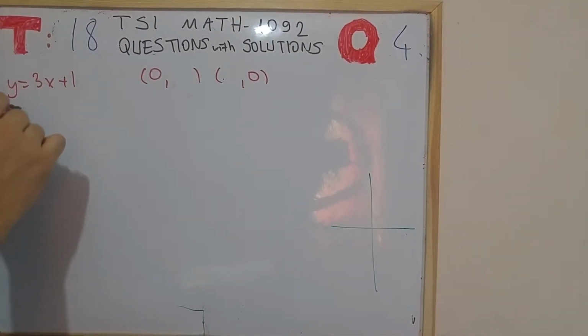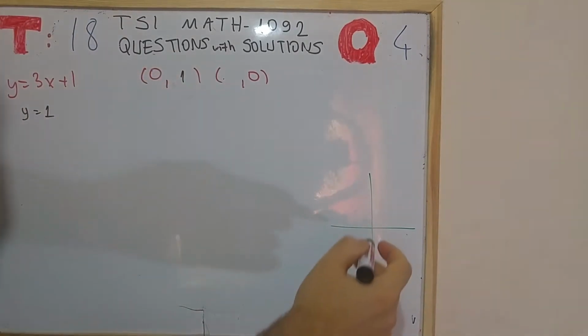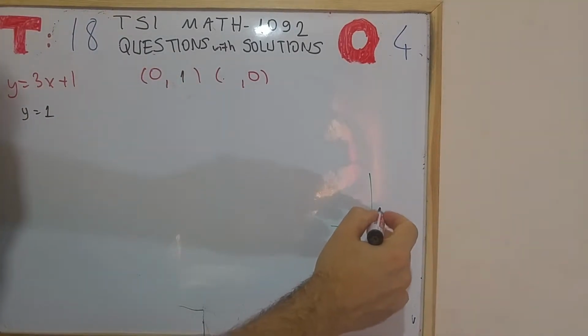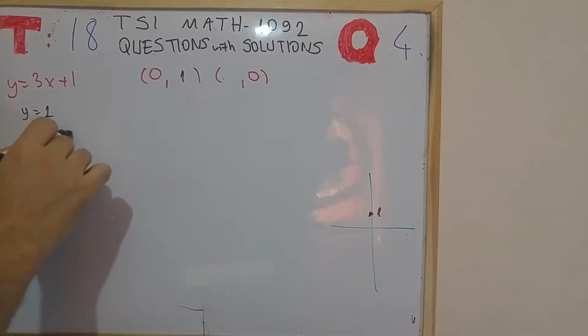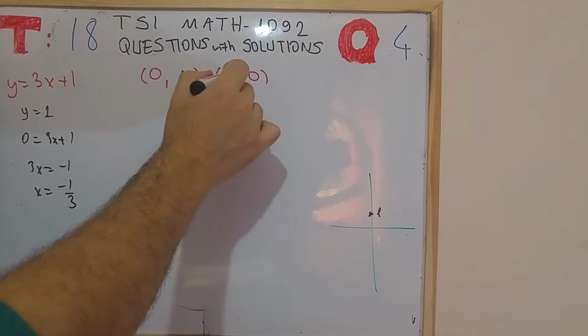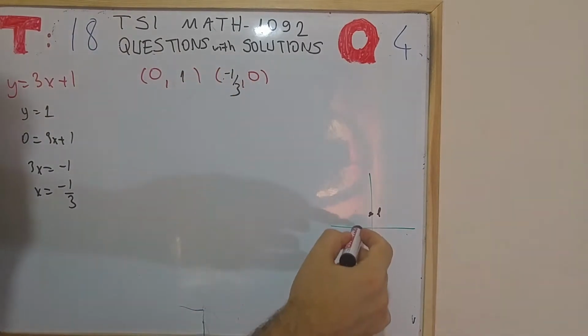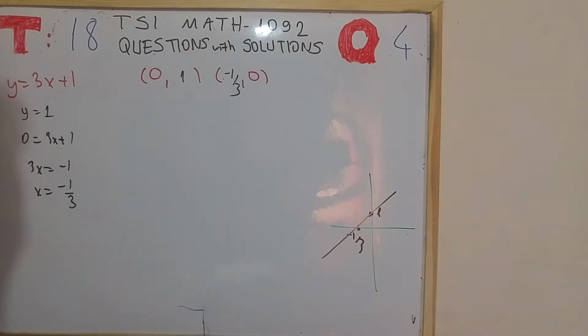When x is equal to 0, y is equal to 1. So one of the points is 0, 1, which is, say, here. And the other one, when y is equal to 0, 0 is equal to 3x plus 1. So 3x is equal to minus 1, and x is equal to minus 1 over 3. So the other one must be minus 1 over 3, 0. So the line must be like this.